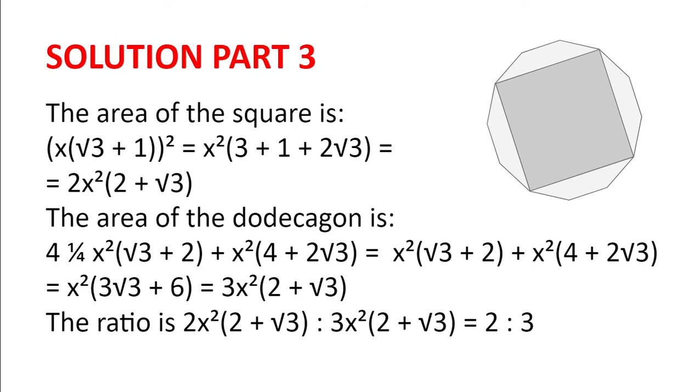So the area of the square is its side length squared, which is x multiplied by (the square root of 3 plus 1) squared, which is x squared times (3 plus 1 plus 2 multiplied by the square root of 3 multiplied by 1, which is 2 multiplied by the square root of 3), which is all equal to 2x squared multiplied by (2 plus the square root of 3).